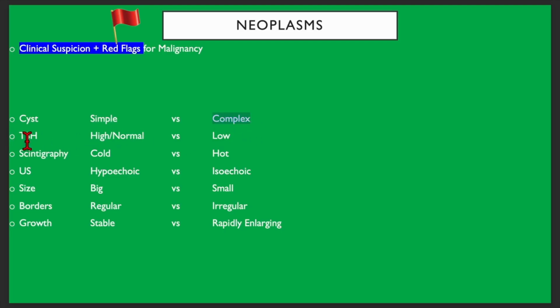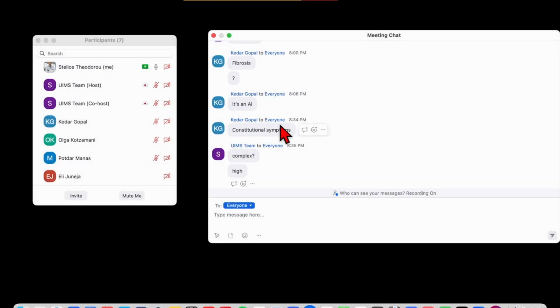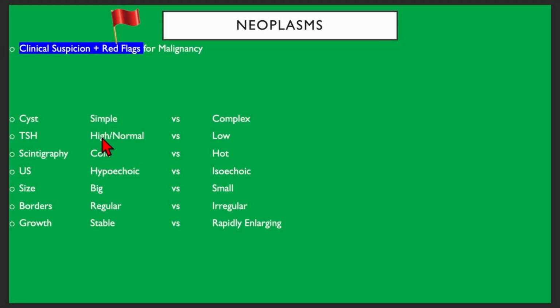Then TSH, if it's higher normal or if it's low, which one is higher risk for malignancy? So the tumor, do you think it's producing thyroid or not? High, okay. Yes, if TSH is high or normal, it means that the tumor is not producing thyroid hormone, so it's a tumor. Scintigraphy, if it's cold nodule or hot nodule, which nodule do you think is more cancer?